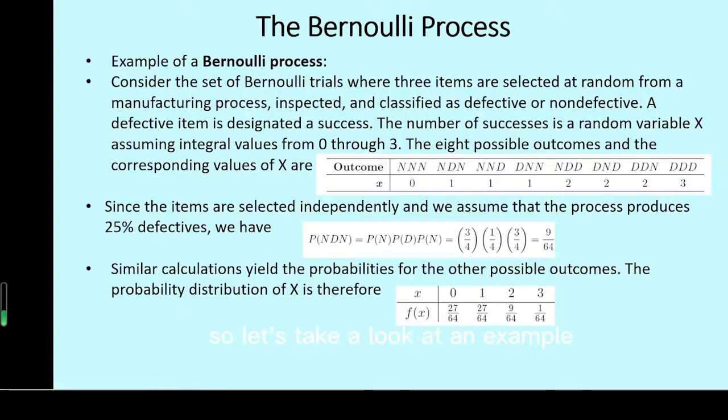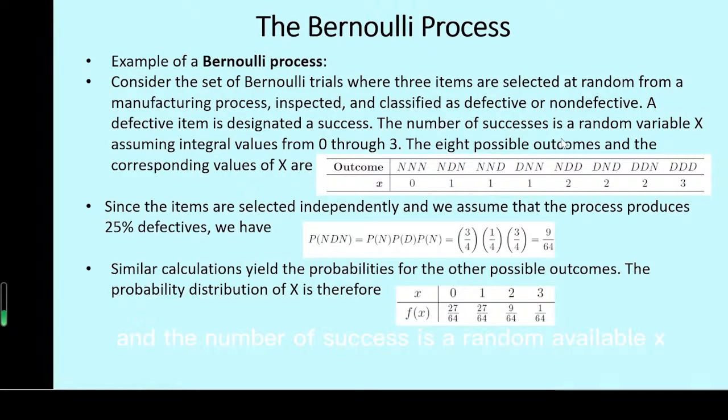So let's take a look at an example. Consider a set of binary trials where 3 items are selected at random from a manufacturing process, inspected, and classified as defective or non-defective. So here, the defective item is designated as a success. In a binary process, success does not mean good or not good. Success is just the result which we are interested in. For example, the defective item is the result we are interested in, so we call this a success.